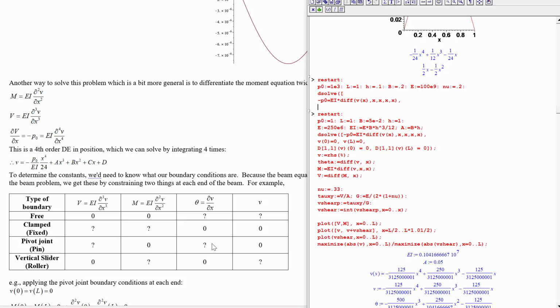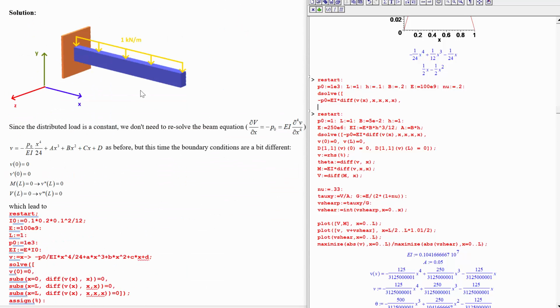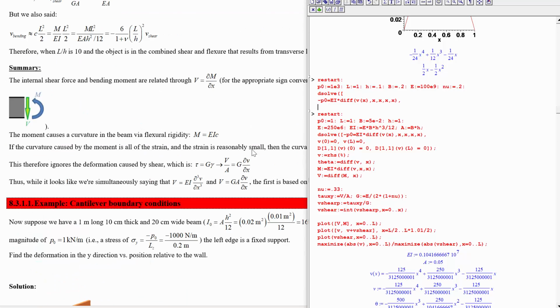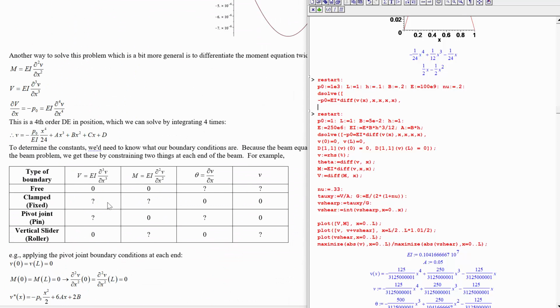And then we've got some initial conditions. So this particular beam is fixed at the left and free on the right. And that means that at the left-hand side, with a fixed support, we don't know what the shear force is. It could be anything. We don't know what the moment is. It could be anything. But we do know that the angle of the beam is 0 and the displacement of the beam is 0. So that means we can say d of V at 0 is 0 and V at 0 is 0.